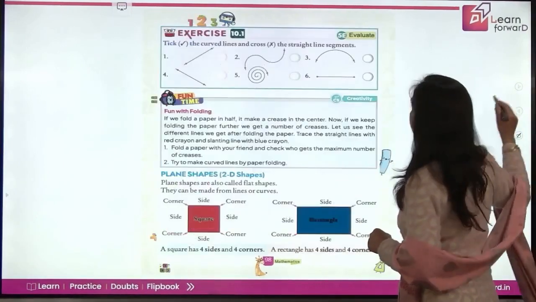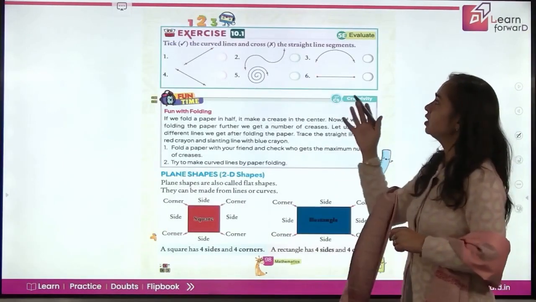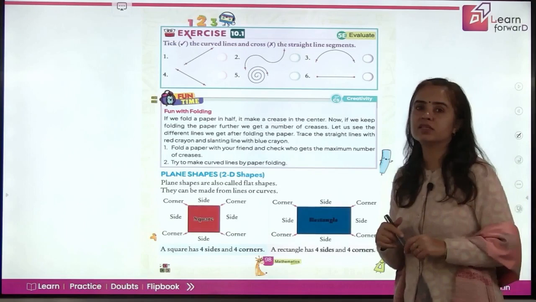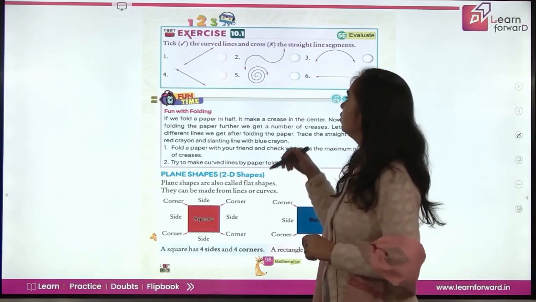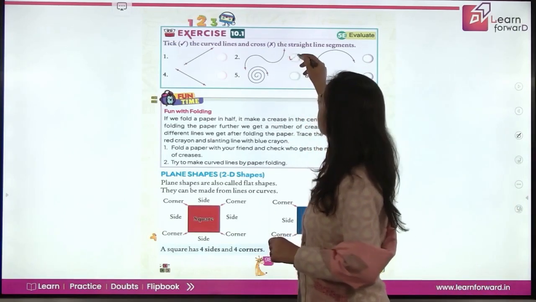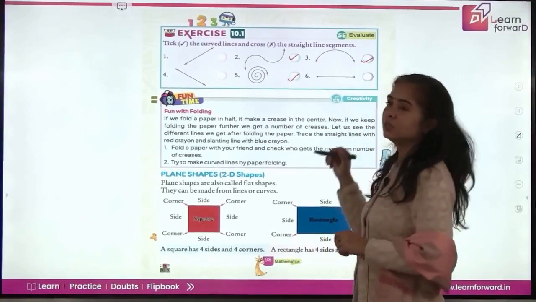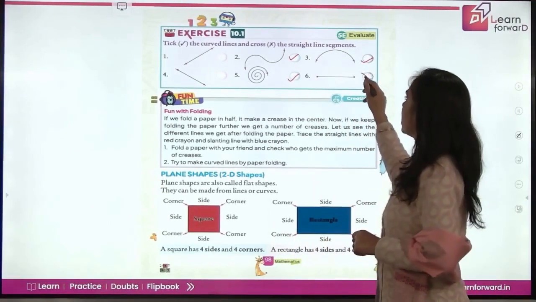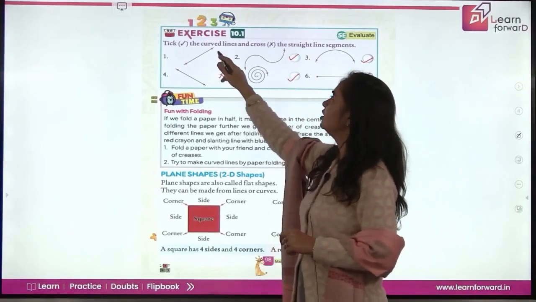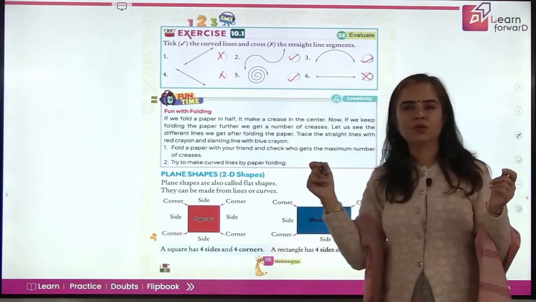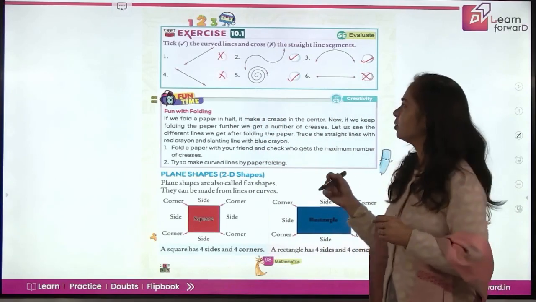Now going ahead, we have an exercise. Take the curved lines and cross the straight lines. So which ones are the curved lines here? This is the curved line. Yes, this also. This also. The remaining ones are straight lines that you can draw using your ruler. That is a stretched straight line.